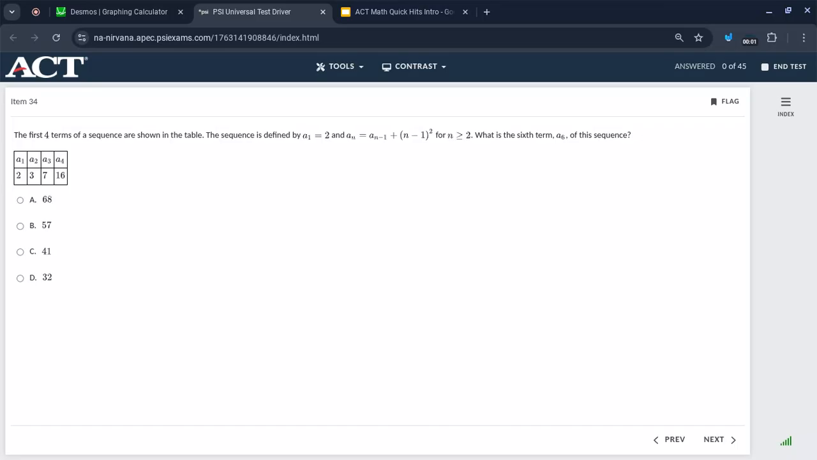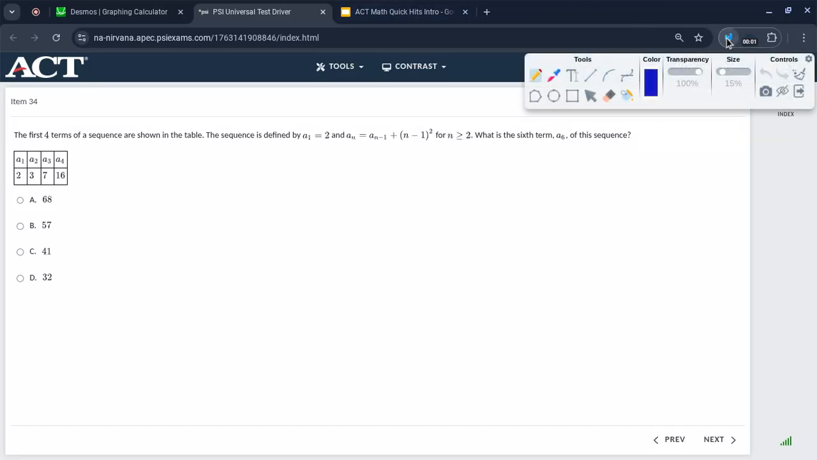It looks really complicated. We'll get into that in a second. And then it says for n values that are greater than or equal to 2, what is the sixth term, or a sub 6, of this sequence? Okay, it actually gets pretty straightforward, but it looks very, very complicated. So we want the sixth term, right? So we want a sub 6 is equal to.